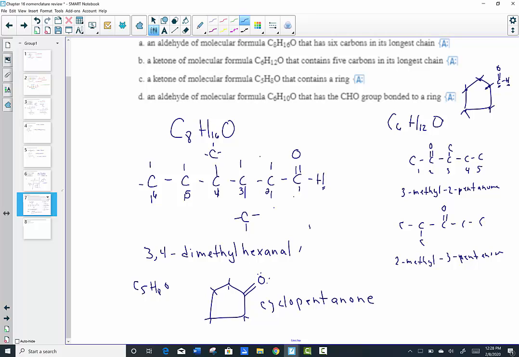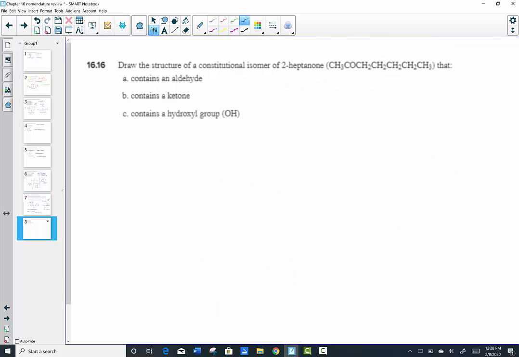Did you get that one? All right, you just keep practicing. Oh my gosh, one more to check. We're in the home stretch, my friends. Draw the structure of a constitutional isomer of 2-heptanone. So notice what we have. 1, 2, 3, 4, 5, 6, 7. At carbon 2 is your ketone. 2-heptanone. Now we want to draw a constitutional isomer, but it has an aldehyde functional group instead of a ketone.